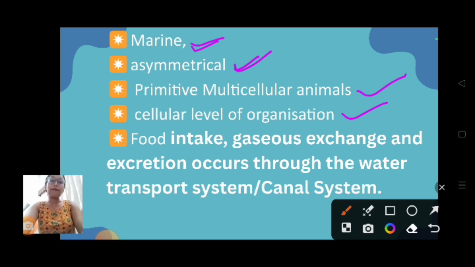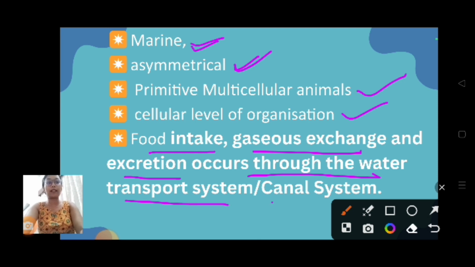Then food intake, gaseous exchange and excretion occur through the water transport system, also known as the canal system. They have one particular system called the water transport system or canal system, through which they take in food, there is some gaseous exchange going on, and there is excretion. Is it clear?